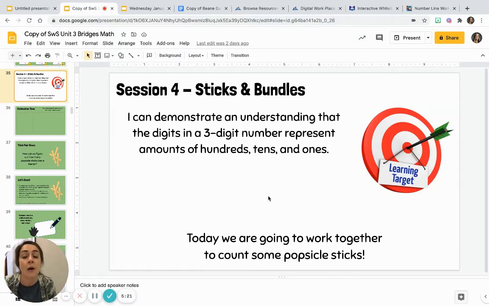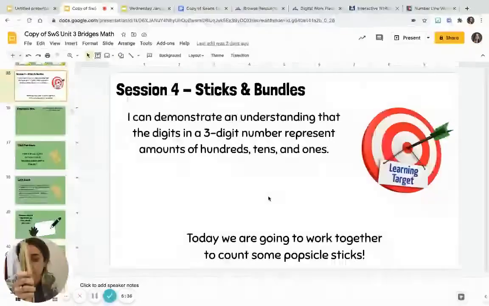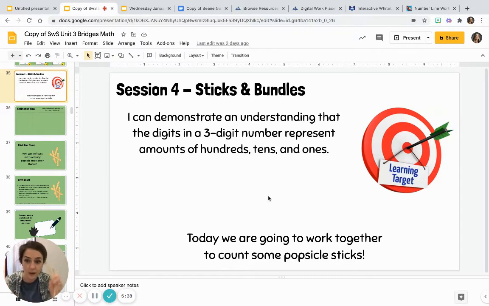So similar to that, we're going to be making bundles with popsicle sticks today. I have some popsicle sticks in here. Hopefully you can see them, maybe. Here they are like this. And I could count them all one at a time, but that would be hard to keep track of. So just like tally marks, where once I get to 5, I make a slash, well, with my popsicle sticks, once I get a bundle of 10, I'm going to put a rubber band around it.